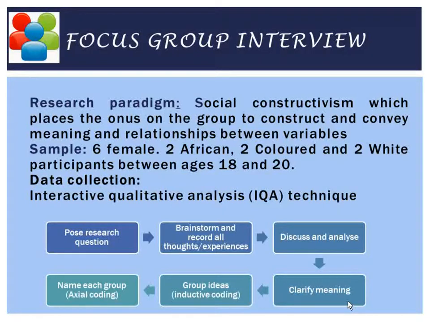Basically, the way that you conduct it is, you pose a research question, you get the participants to brainstorm and record all their thoughts and experiences. So I asked them what worked, what didn't work, what are the advantages of this, what are the disadvantages. And I gave them an opportunity to just write down everything that they could think of. So it's very similar to other forms of eliciting information from a group, or brainstorming.